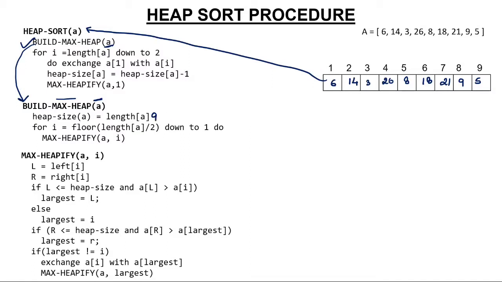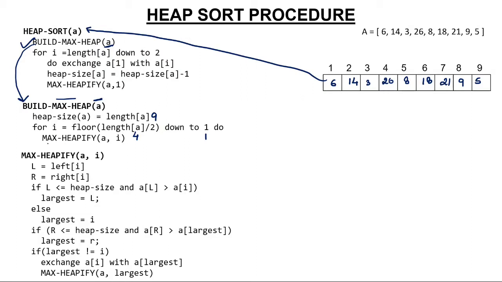Fine. From where do I have to start? Which I have already explained to you, from half. What is length? 9 by 2, and the floor value of 9 by 2 is 4. So I will start from 4 till 1. This loop will start from 4 to 1. Now let's see what I'm calling.